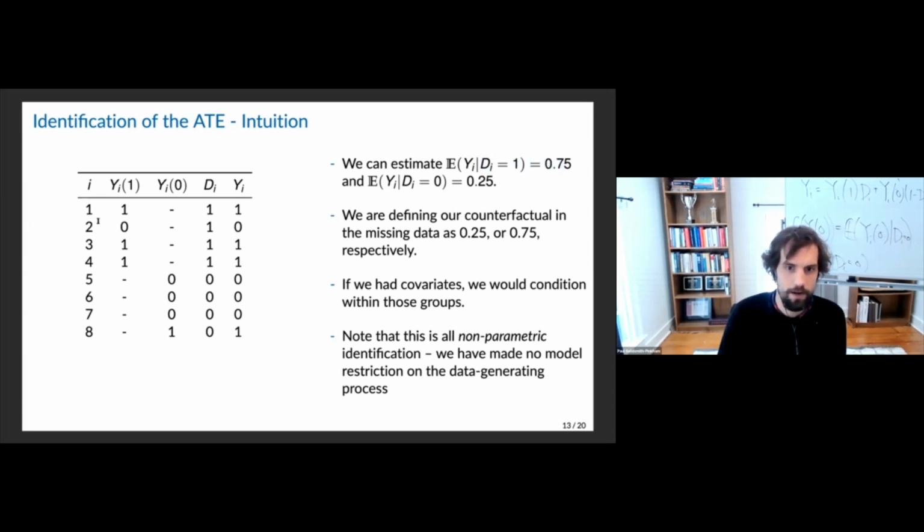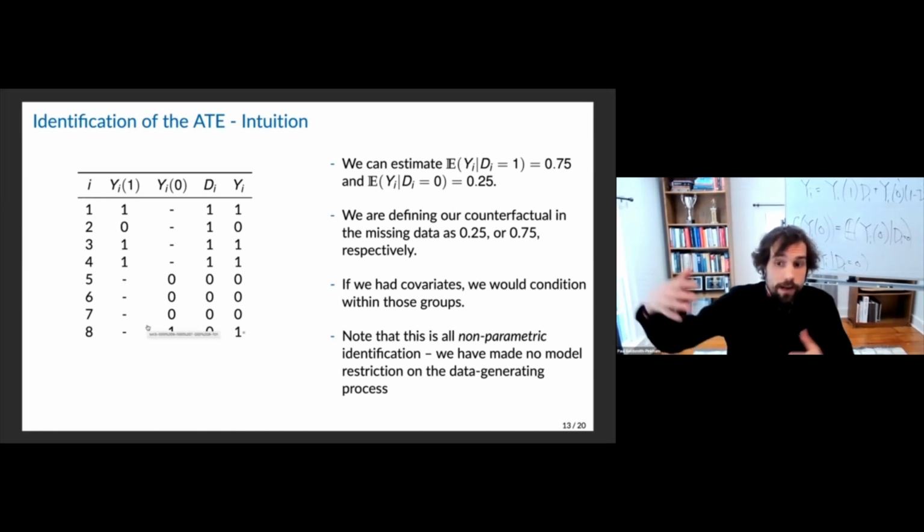So here's some data here. We have 8 people. We can take the conditional expectation for the treated, that's 0.75. And then for the untreated, the control group, it's 0.25, right? We've gotten that here because there are 3 who are treated. For those who are treated, the expectation is 0.75. For those who are untreated, it's 0.25. Basically what we've done is we've defined our counterfactuals for each of these guys to be 0.25 or 0.75 respectively.